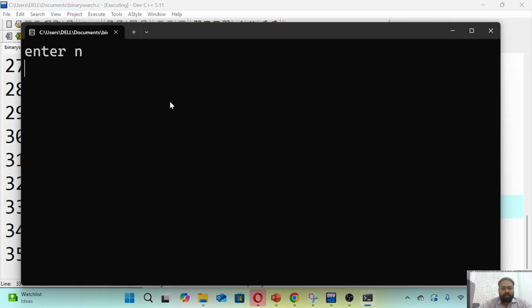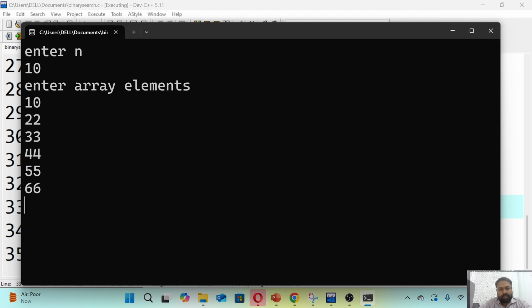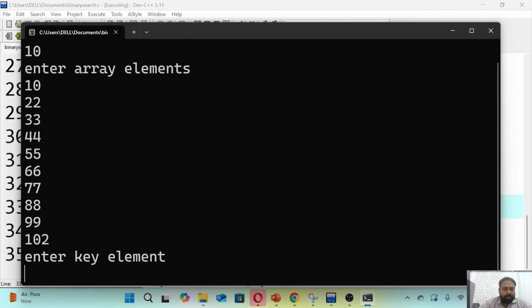Now let me execute the code. It is asking for n, so let me take 10. It means totally 10 elements. And do remember here, elements must be in sorted order: 10, 22, 33, 44, 55, 66, 77, 88, 99 and 102. Look at how many elements: 10 elements I have given. First element will be at index 0, last element at n minus 1, so 10 minus 1, ninth index. 0 plus 9 by 2 is nothing but 4. Now the key element: which element shall we search here? Let me search 33.